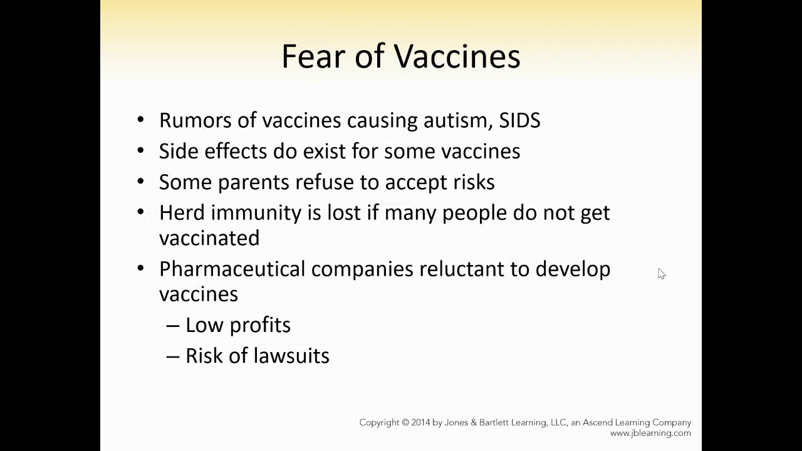So there's always been a fear of vaccines. There have been rumors that vaccines cause autism and SIDS, which is sudden infant death syndrome, but those are rumors. Now, of course, there are side effects for some vaccines. Some parents refuse to accept the risks, but if too many people do not get vaccinated, we're going to lose our herd immunity. And pharmaceutical companies are reluctant to develop vaccines. There's not a lot of profits in there, and there's a risk of lawsuits.